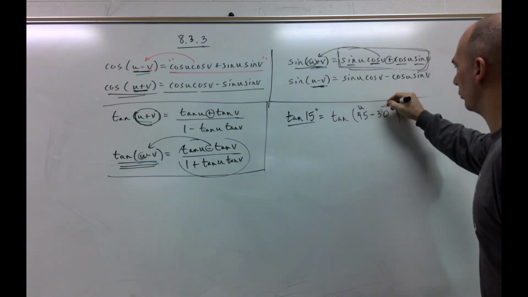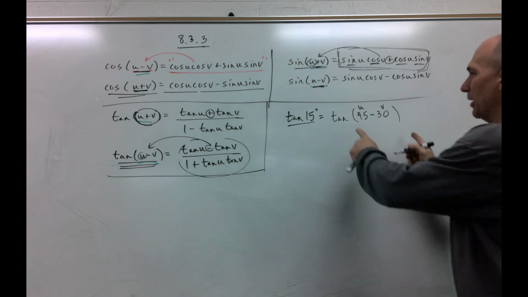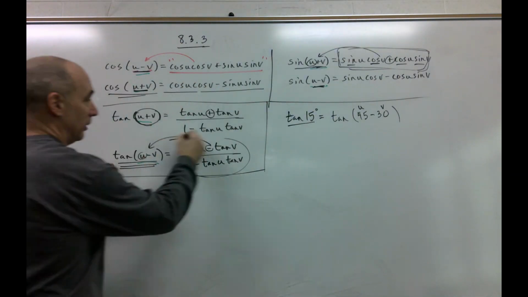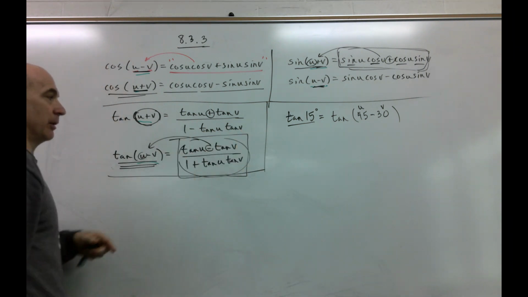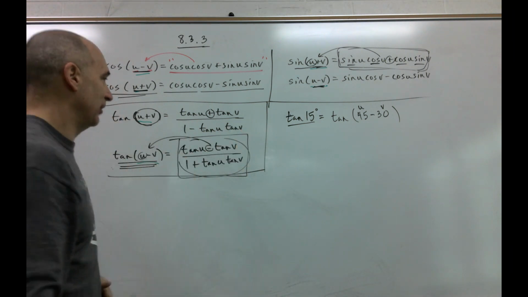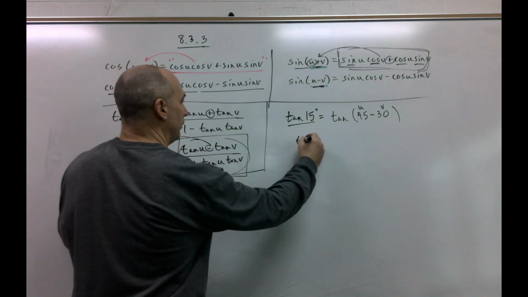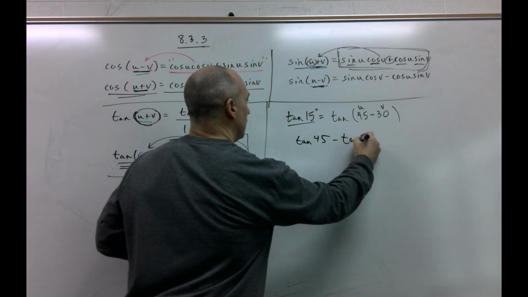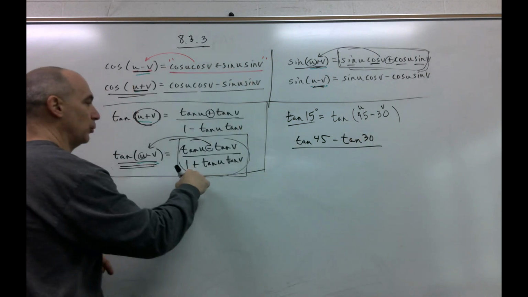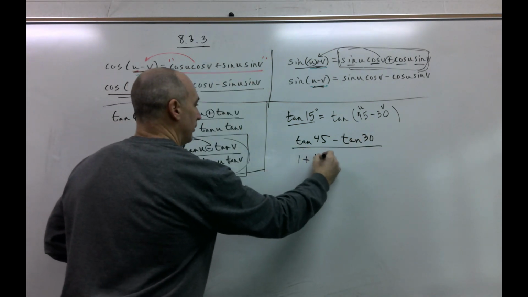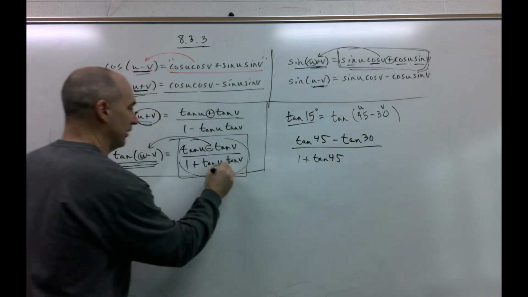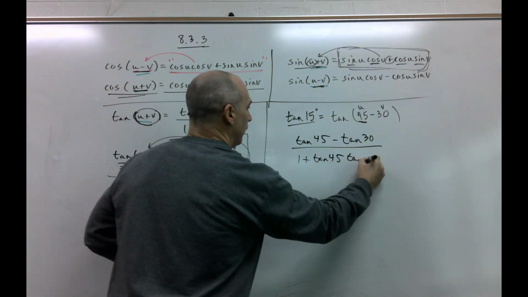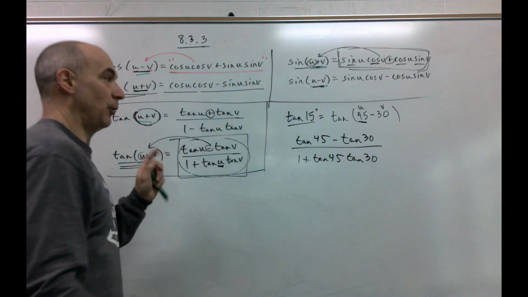So here's my u, here's my v, and I need to plug it into this, which means I really have to plug it into that. Now you might say, well, why is that such a Mr. Nasty? Well, watch. Tangent of 45 minus tangent of 30 all over 1 plus tangent of 45, because that's tangent of u, which is this, times tangent of v, which is 30. Now watch where this takes us.